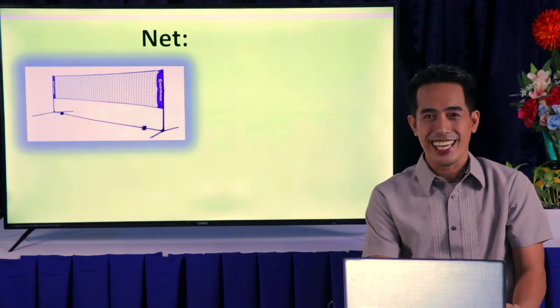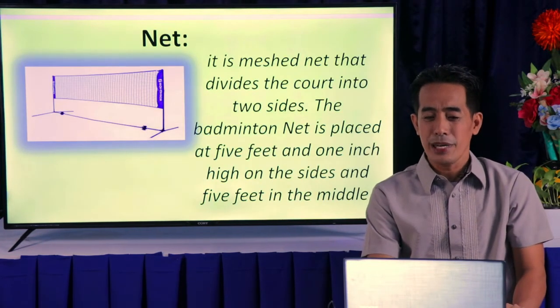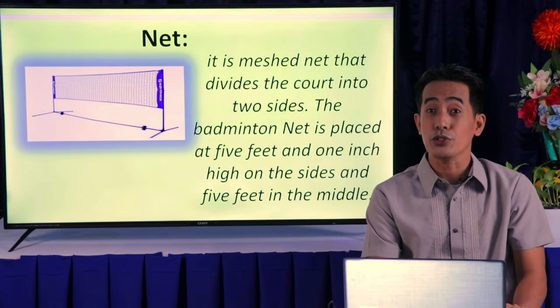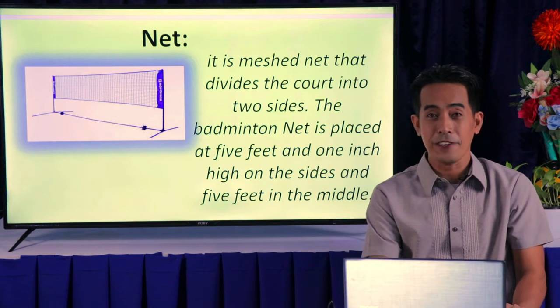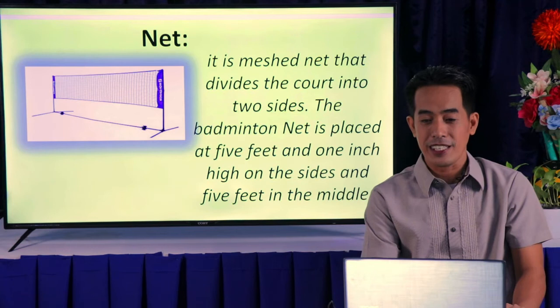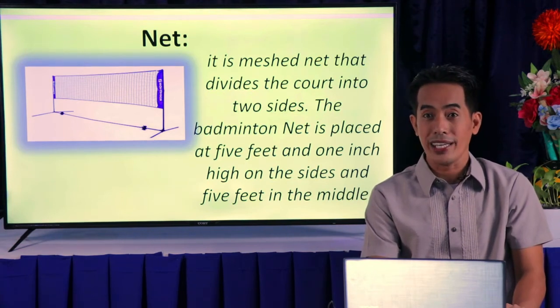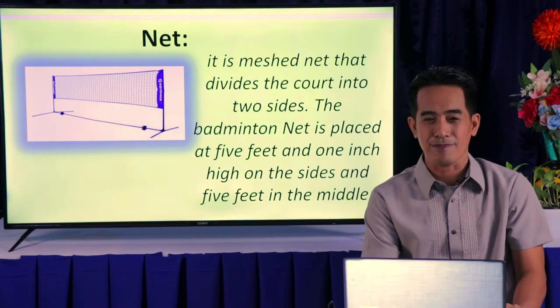Next one is the net. Net is a mesh net that divides the court into two sides. The badminton net is placed at 5 feet and 1 inch high on the sides and 5 feet in the middle. The net is 30 inches wide with a 1.5 inches wide tape doubled over the top.